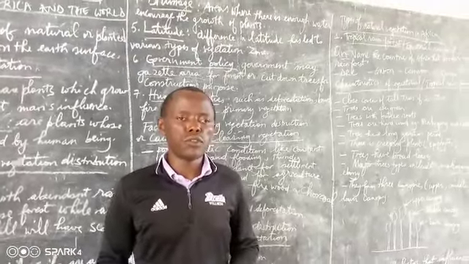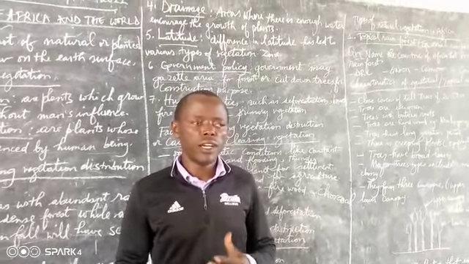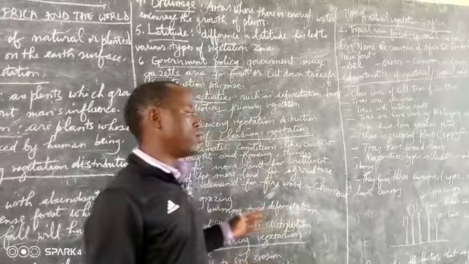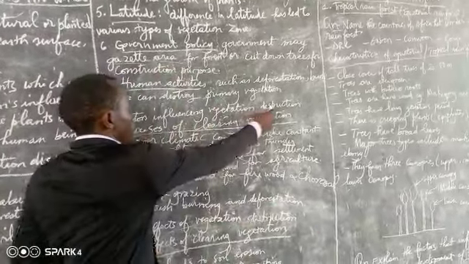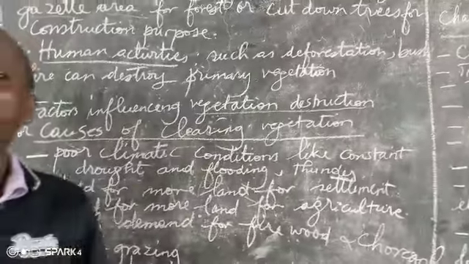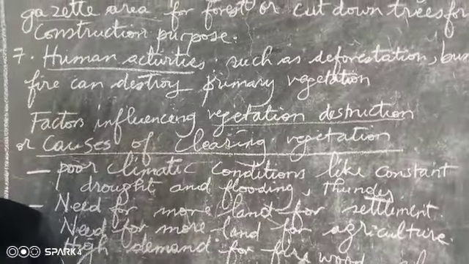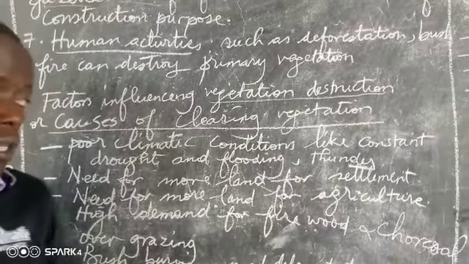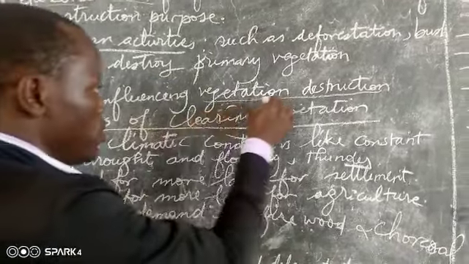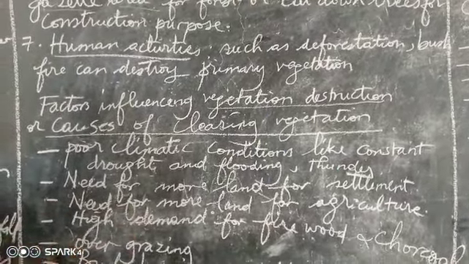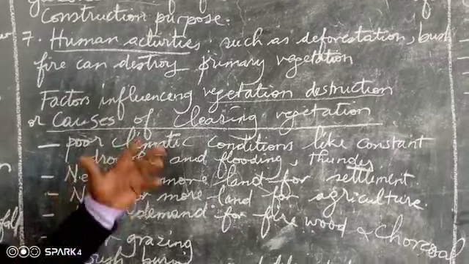Welcome to this episode of Physical Geography, where we are still on vegetation. The topic of today is about vegetation destruction. Remember that in the previous episode, we were talking about vegetation distribution, and now we are going to discuss vegetation destruction, destroying vegetation, clearing vegetation. So, it's what we are going through.